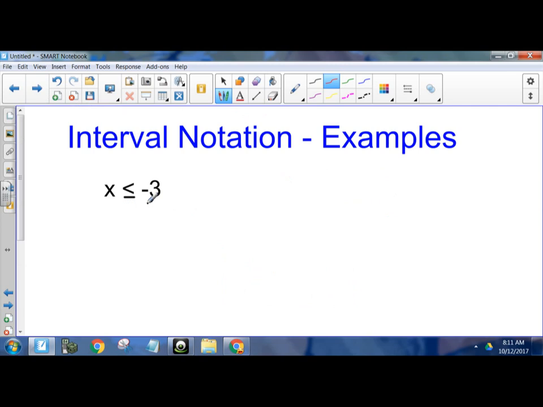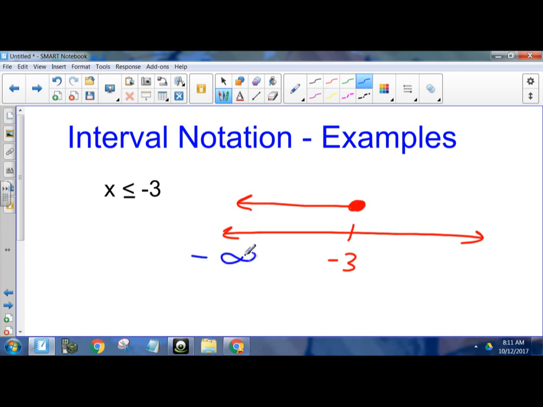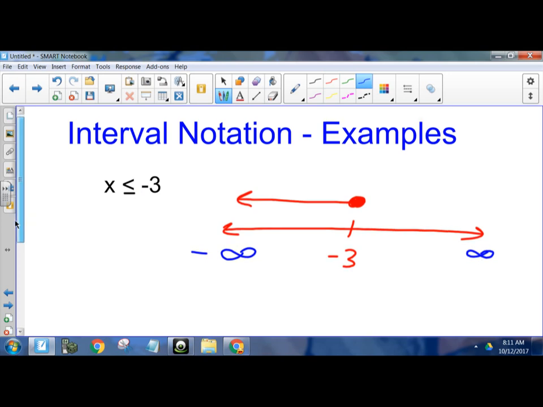X is less than or equal to negative 3. So again, I always like to graph these before I use interval notation. So negative 3, closed circle because it's an "or equal to," shading to the left because I'm talking about numbers less than negative 3, so everything to the left. Schachterize the old number line. All right? So let us begin.